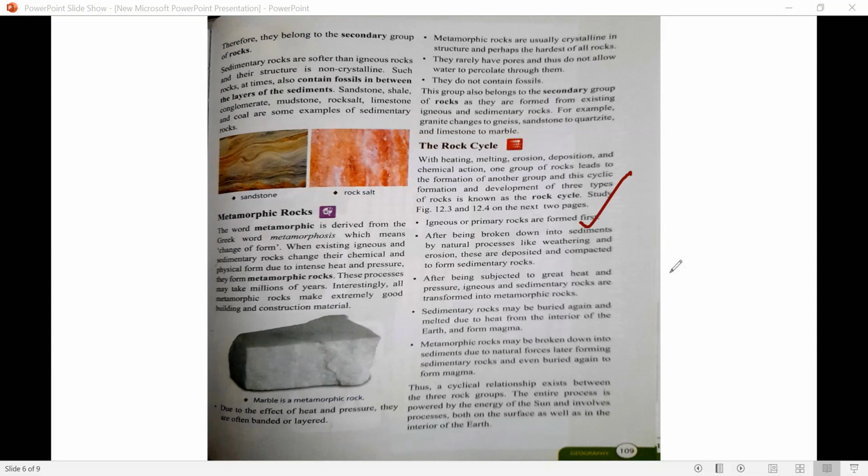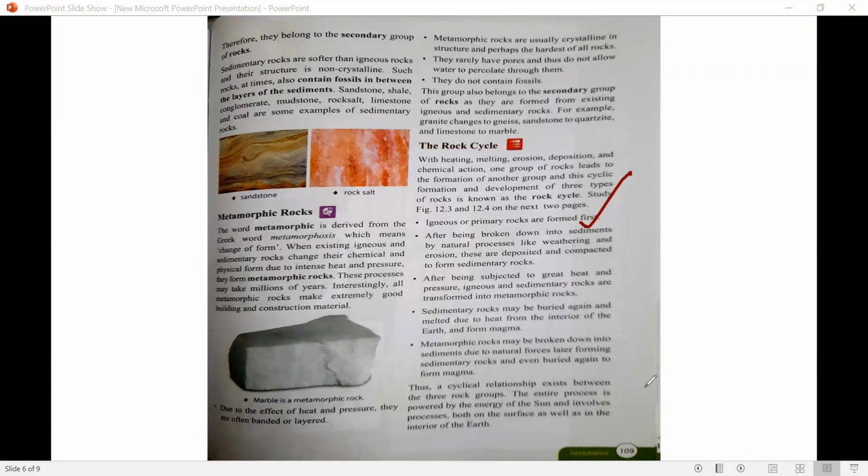After being subjected to great heat and transformed to metamorphic rocks. Okay, so because of great heat and pressure, they actually change to the metamorphic rocks. Sedimentary rocks may be buried again and melted due to heat in the interior of the earth and form magma there. Now, metamorphic rocks may be broken down into sediments due to the natural processes of the earth, later forming the sedimentary rocks and then buried again into the magma.